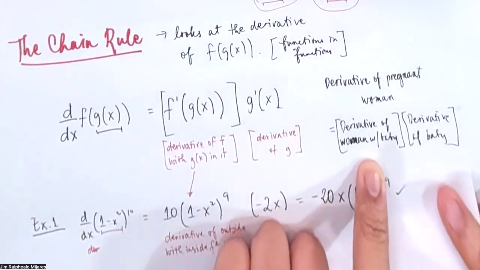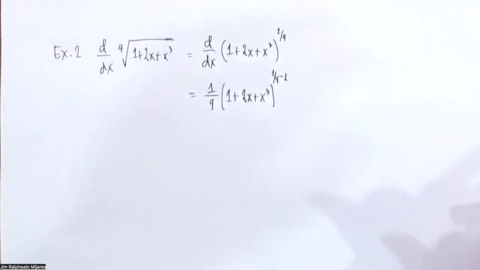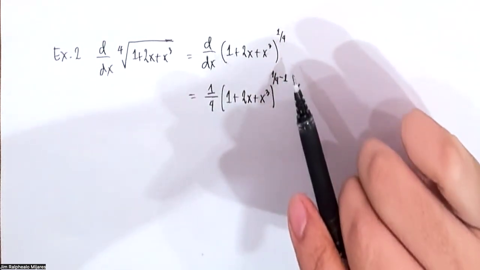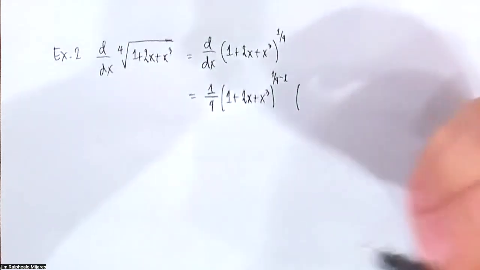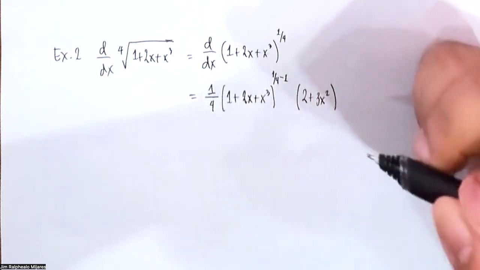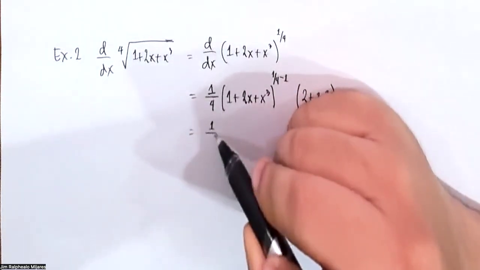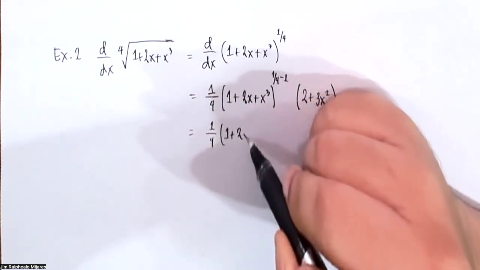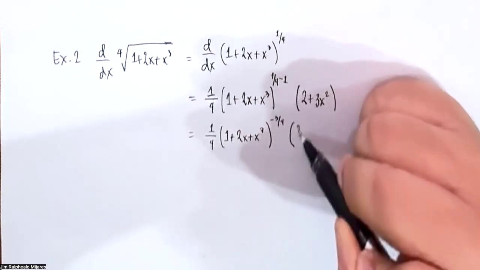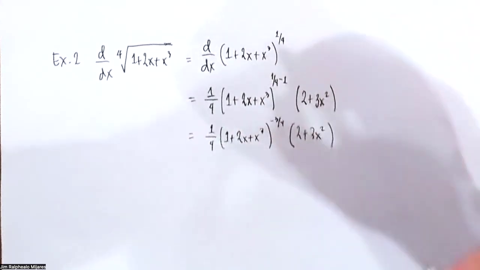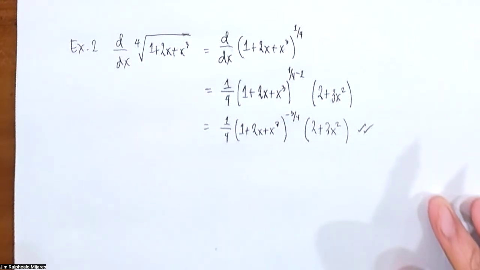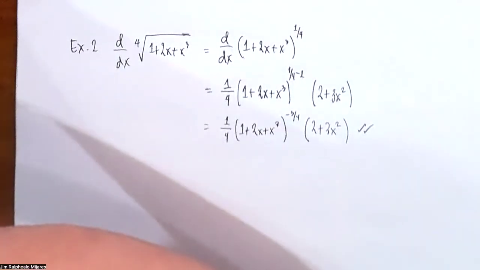So that's the derivative of the woman with the baby. Next we need to find the derivative of the baby, in which case the derivative of 1 plus 2x plus x cubed is 0 plus 2 plus 3x squared. And it's just 1/4 times 1 plus 2x plus x cubed to the negative 3/4 times 2 plus 3x squared. That's it. You don't need to simplify. Don't be a hero. Don't try to simplify this even further.